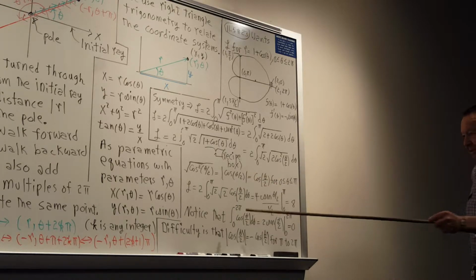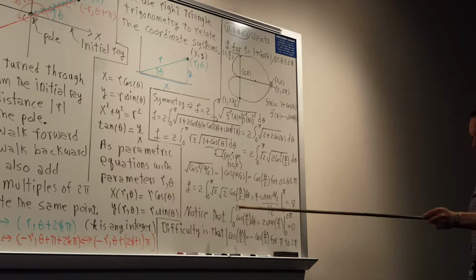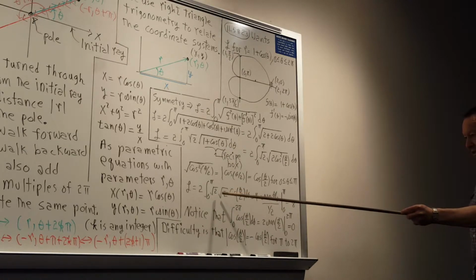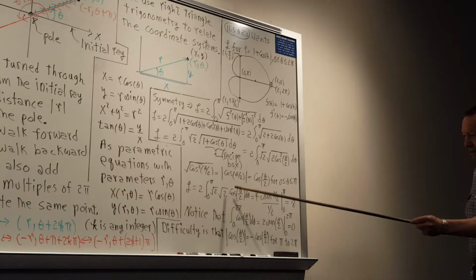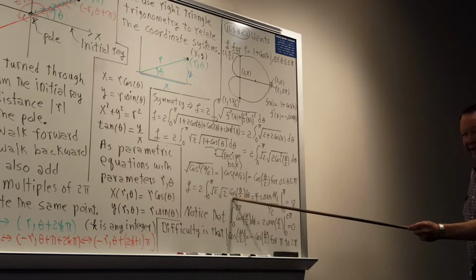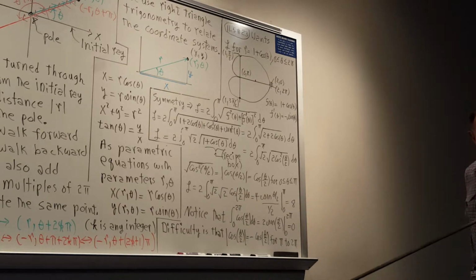You either have to use the symmetry argument, or you have to split up your interval to where the absolute value is cosine, 0 to pi, and then minus cosine, pi to 2 pi. So these things can become tricky.